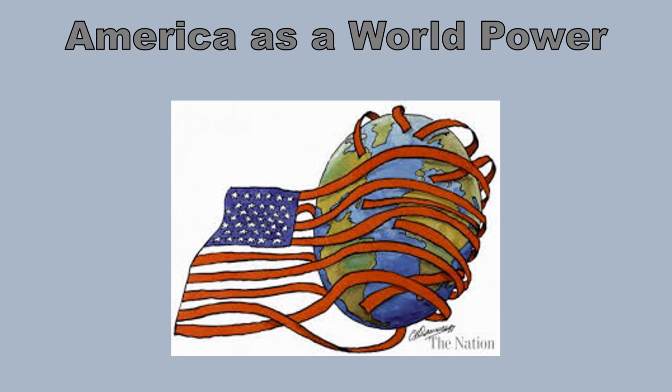Chapter 18, Section 4, America as a World Power. President Theodore Roosevelt was unwilling to allow the imperial powers of Europe to control the world's politics and economic destiny.